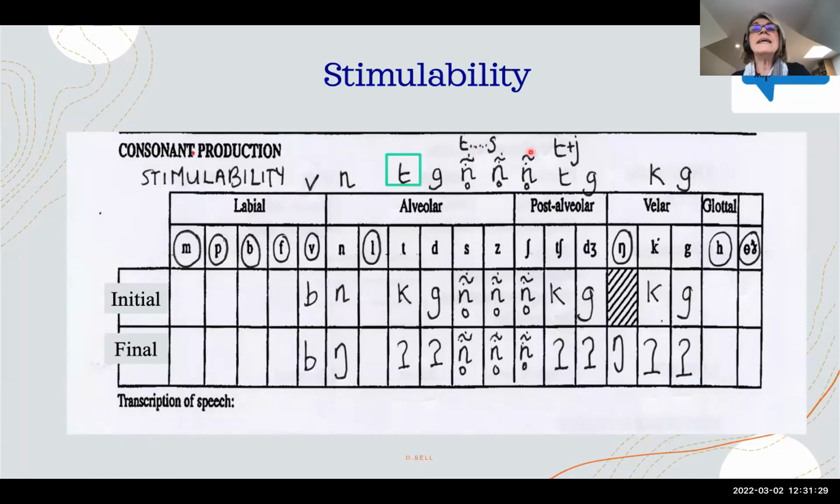So, and again here, the T for the ch, and again, we did a T and a Y, and actually a little step into what they might be able to do in therapy. So I think our stimulability is a little bit different to some of the speech sound disorder work, perhaps.